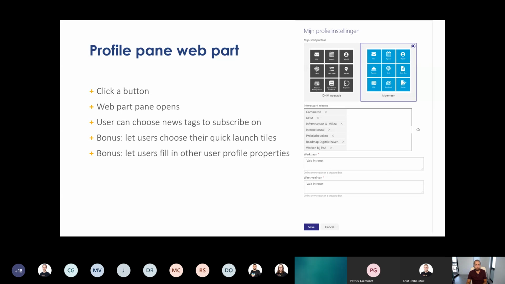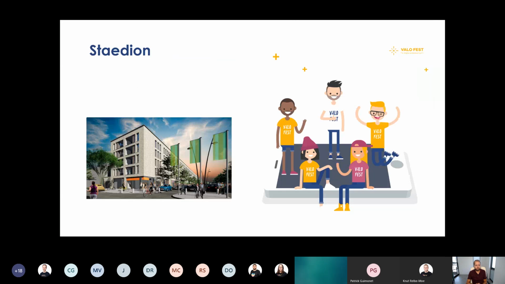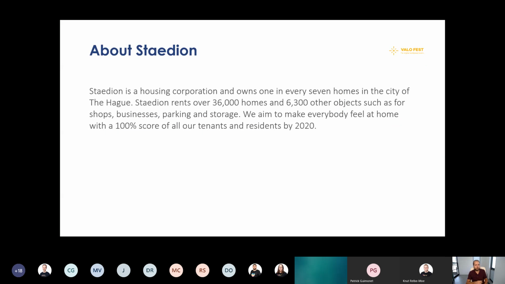All right, fourth case I want to talk about, Stadion. So Stadion, as I said, is a large housing corporation, and they basically own 1 in every 7 homes in the city of The Hague. So they rent more than 36,000 homes, and they also rent out other objects for shops, business, parking, storage, etc.